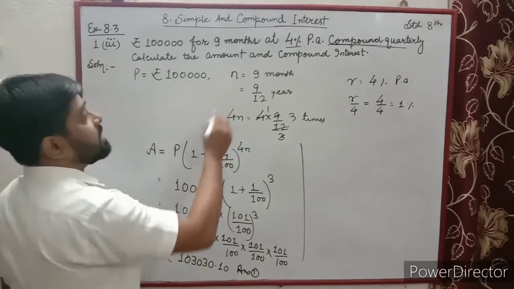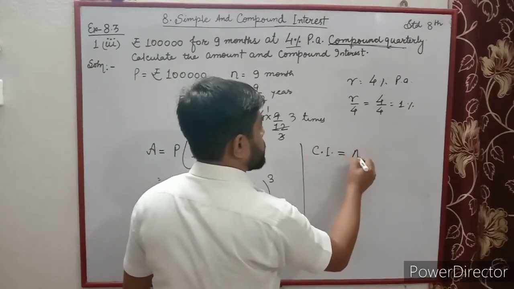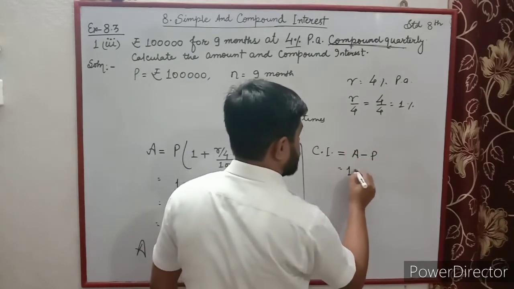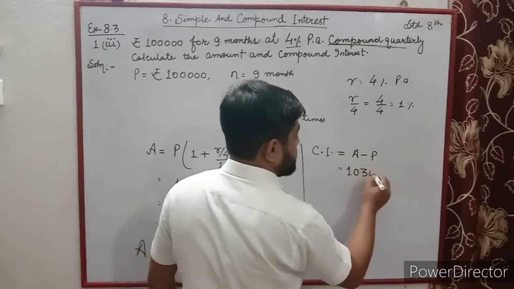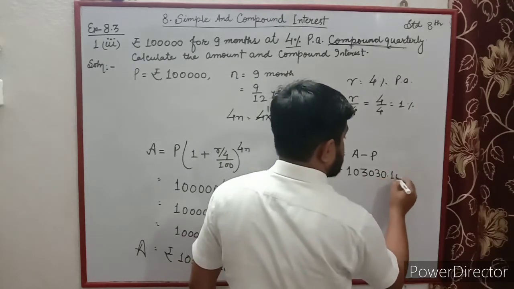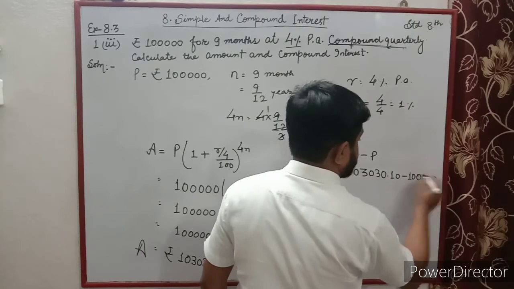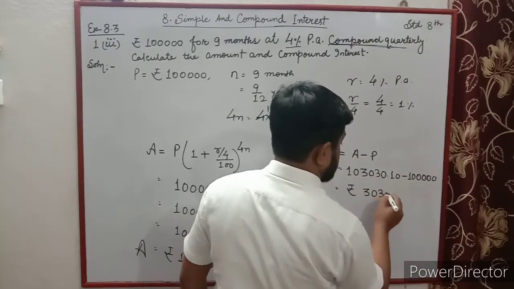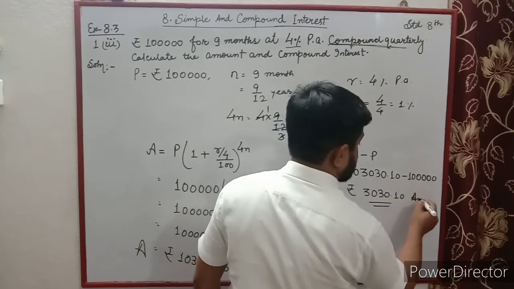Now second, we have to find compound interest. So CI, compound interest, is equal to amount minus principal. So amount is equal to 1 lakh 3,030.10 minus 1 lakh. So we have compound interest 3,030.10. That is the compound interest. That is second answer.